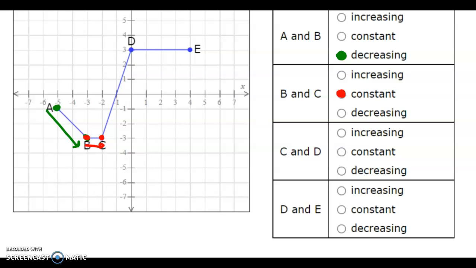From C to D, increasing, right? We're going up from left to right. And then D to E, that is staying constant again. That's all that's happening in that question. So basically relating it to slope going up, down, or staying the same.